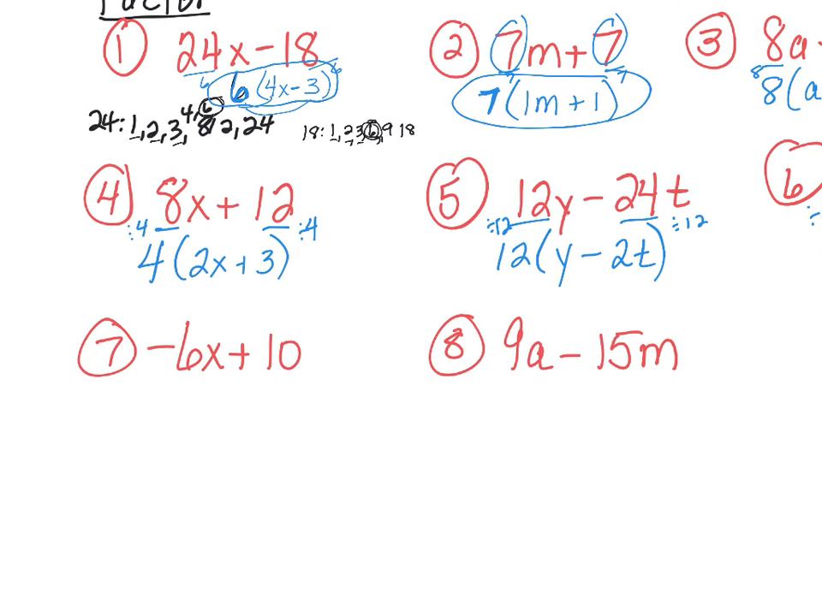Number 7. Don't worry about the negative. What is the greatest common factor between 6 and 10? 2. So I'm going to put a 2 here. Negative 6 divided by 2 is? Negative divided by positive? Negative 3x plus 10 divided by 2 is 5.